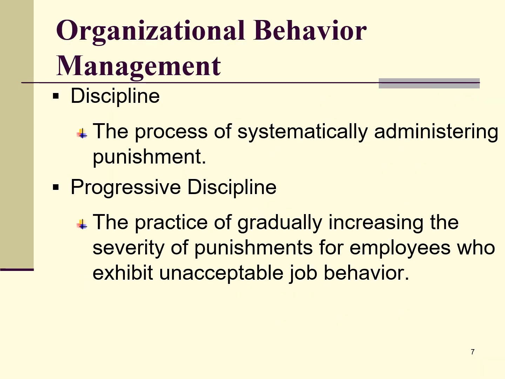So we're going to end with basically the discussion of behavioral management with discipline. So discipline is the process of systematically administering punishment. And I already kind of touched on punishment in a previous module, that it is a little bit difficult to get successful punishment to function well in an organization. Generally speaking, most organizations use some form of progressive discipline, the practice of gradually increasing the severity of punishment for an employee who exhibits unacceptable job behavior.